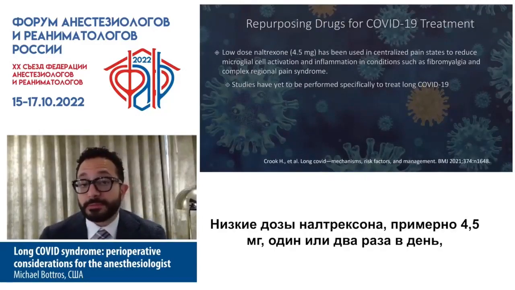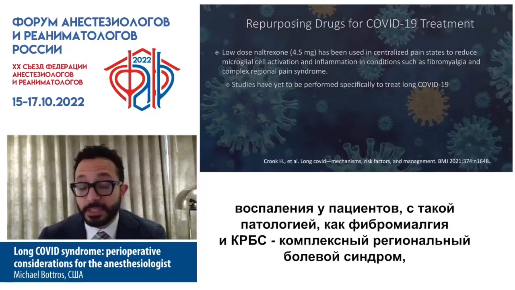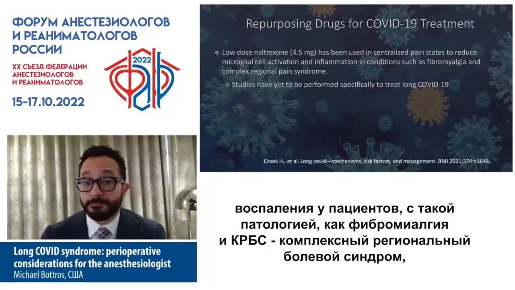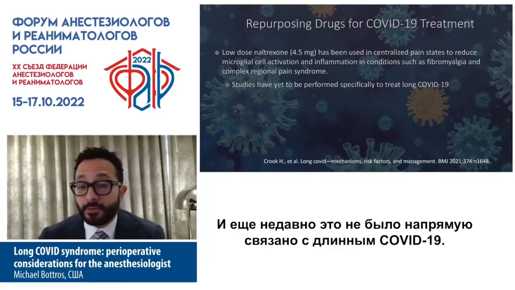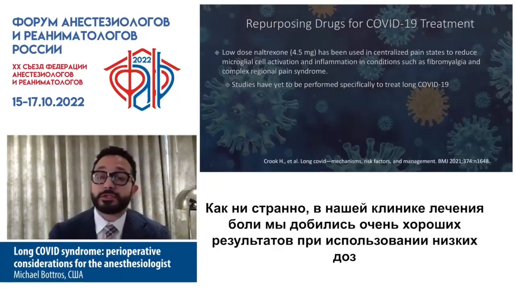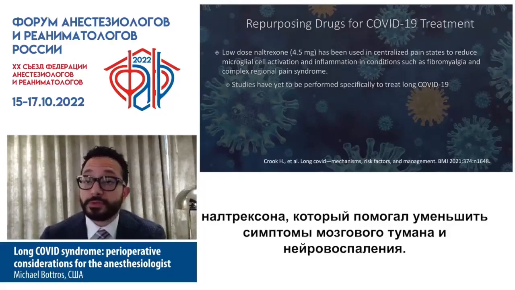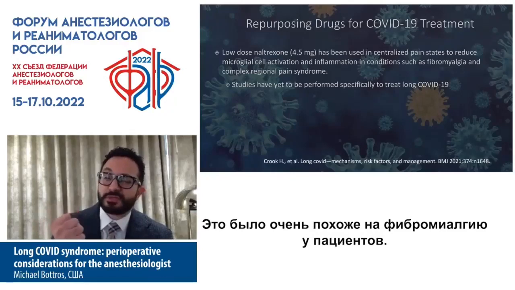Low-dose naltrexone, approximately 4.5 milligrams either once or twice daily, has been used in centralized pain states to reduce microglial cell activation and inflammation in patients with fibromyalgia and CRPS, or complex regional pain syndrome. Whereas things have not been associated specifically or directly with long COVID-19, anecdotally in our pain clinic, we have had extremely good success using low-dose naltrexone in helping reduce the symptoms of brain fog and neuroinflammation that's very similar to fibromyalgia in these patients.